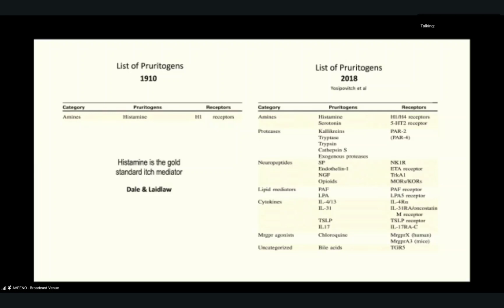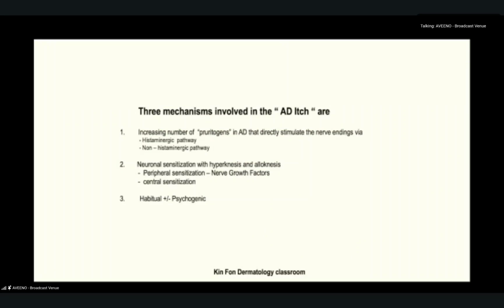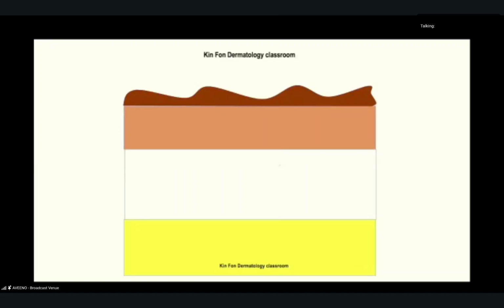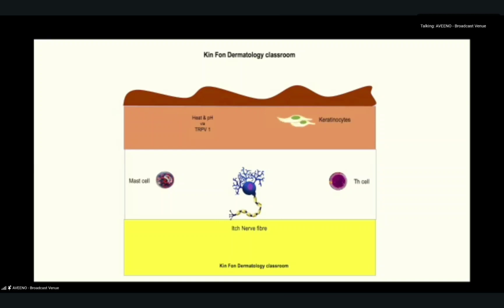So these are the three basic mechanisms that are responsible for itch related to atopic eczema. The first mechanism is an increase in the number of chemical mediators that can directly stimulate the nerve ending, not via the histaminergic pathway, but non-histaminergic as well. So this is a cross-sectional view of our skin. You have the itch nerve fiber here, and the mast cells, the TH cells, the keratinocytes, and also the ion channel that can directly depolarize the itch nerve ending without the help of histamine.